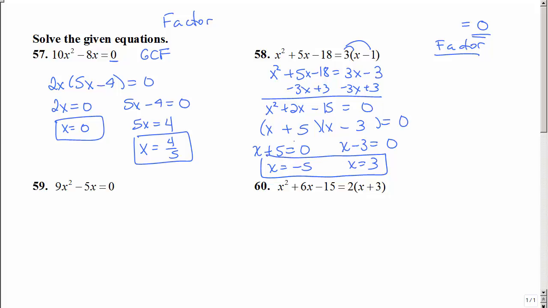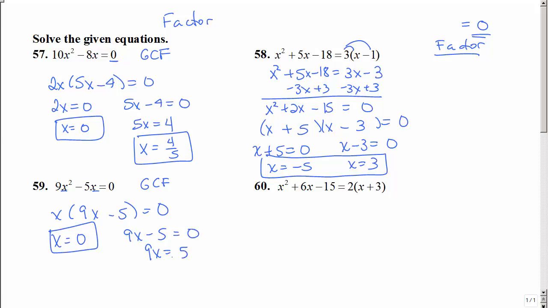Number 59 looks just like 57. It has the 0. We're going to look for the GCF. This time they just have an x in common. So we set those both equal to 0. So that one's done. Here I need to add 5 and divide by 9.